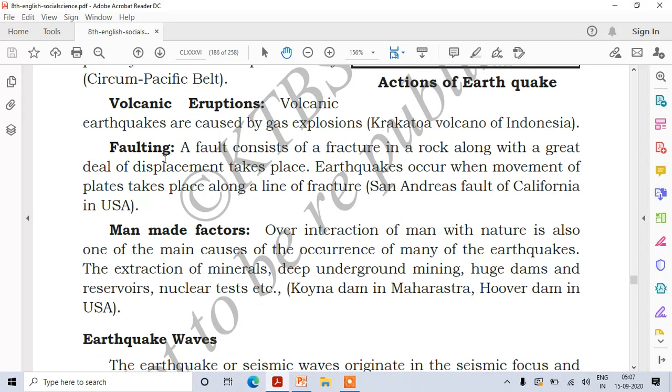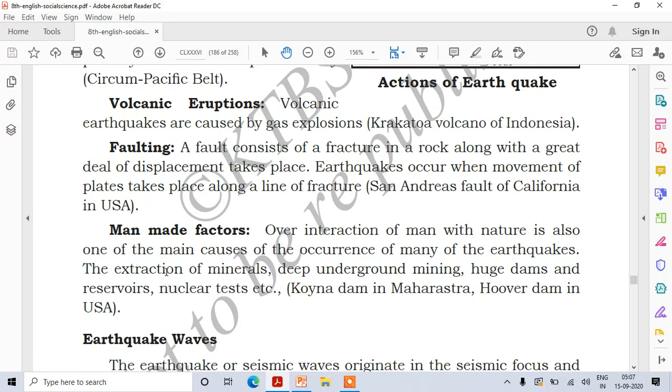Next we will read about faulting. This is also one of the major causes of earthquake, faulting. A fault consists of a fracture in the rock. Fracture means cracks in the rock, along with a great deal of displacement. Earthquake occurs when the movement of plates takes place along a line of fracture. So whenever the movement of the plate takes place along the line of the fracture, then also earthquake can occur. Example, St. Andreas Fault of California in USA.